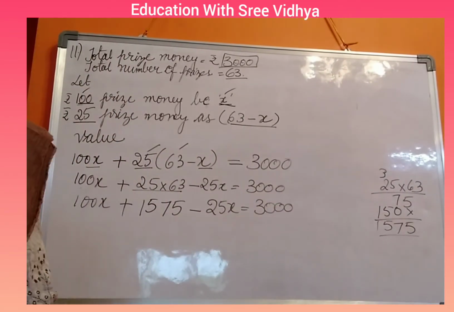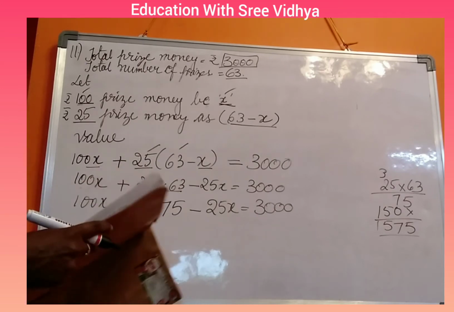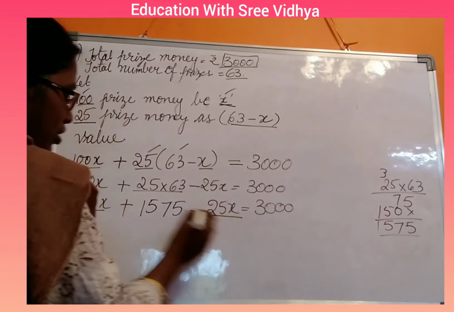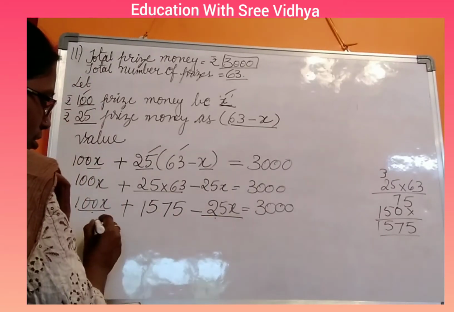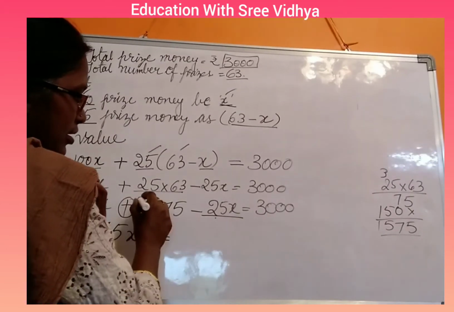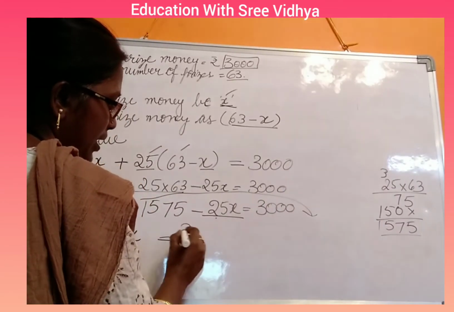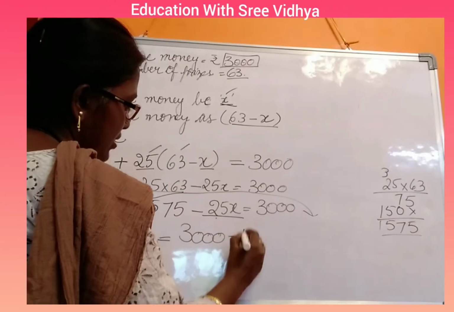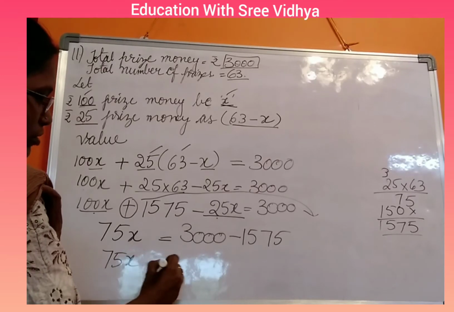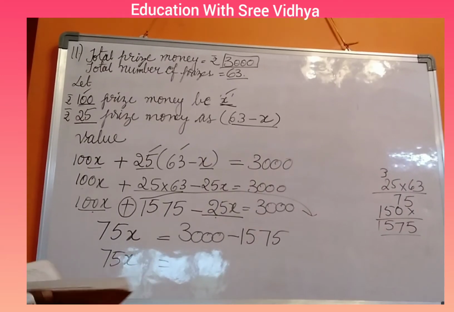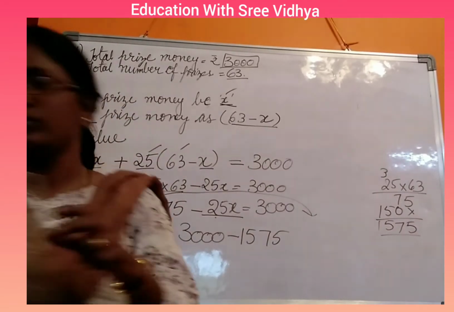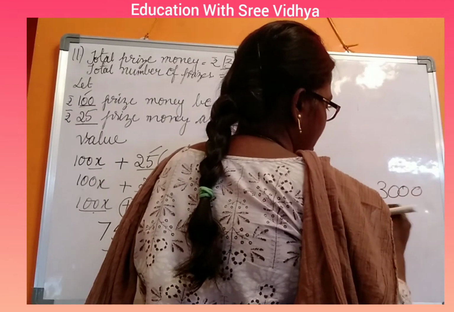Is it okay children? Now what we need to do? So let us calculate 100X minus 25X. Out of 100, if we subtract 25, what will be the remaining? 75X is equal to, transposing this to the other side, it becomes 3000 minus 1575. 75X is equal to 3000 minus 1575.